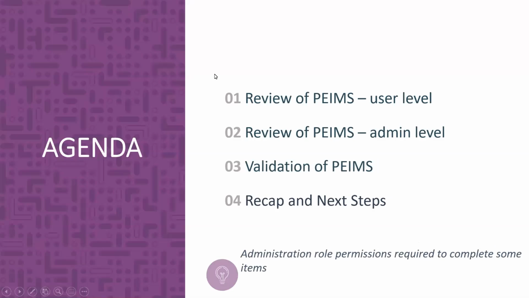And here's what the agenda for today looks like. We're going to first begin with a user level review of PEIMS, and then we're going to move into the administrative level of PEIMS and review some of those highlights. Number 3 is a big one. We're going to talk about PEIMS validation, and then we'll end with the recap and next steps, including materials we might have in the Learning Center.